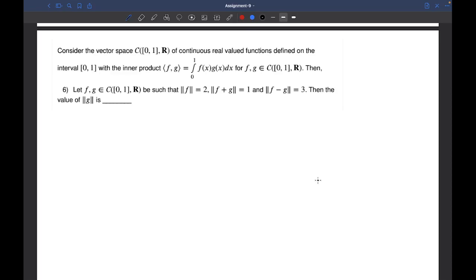What it is saying? Consider the vector space C[0,1], continuous functions from [0,1] to R, with the inner product of f and g defined as the integral from 0 to 1 of f(x) times g(x) dx. Two functions f and g are given such that norm of f is 2, norm of f plus g is 1, and norm of f minus g is 3. Then you have to calculate the value of norm g. What we have seen earlier is that in an inner product space the parallelogram identity is true. So we'll use that to prove this.